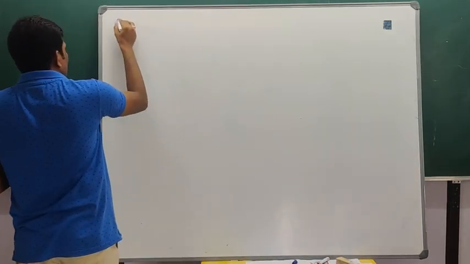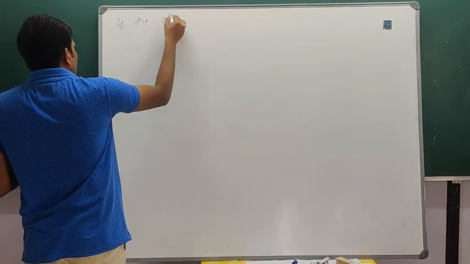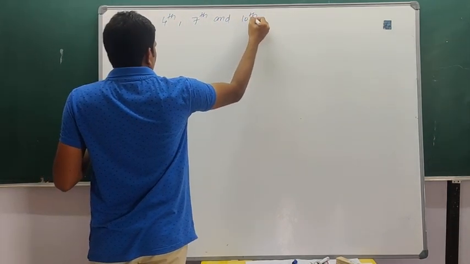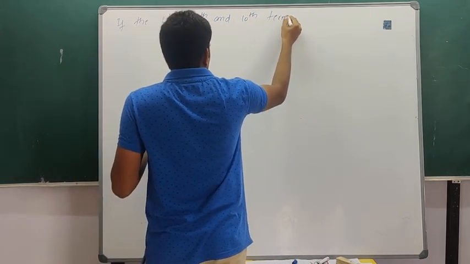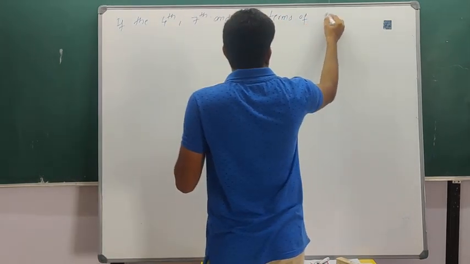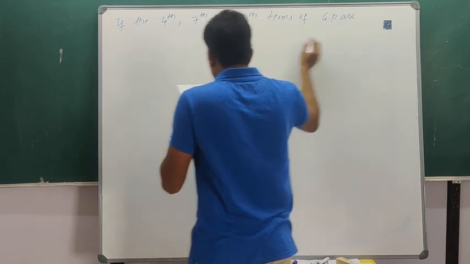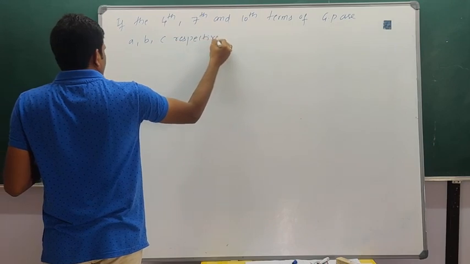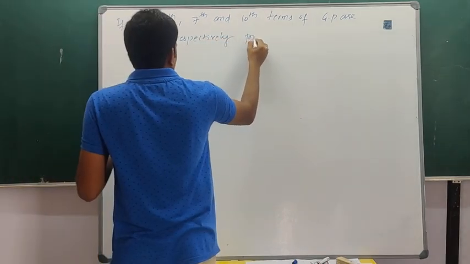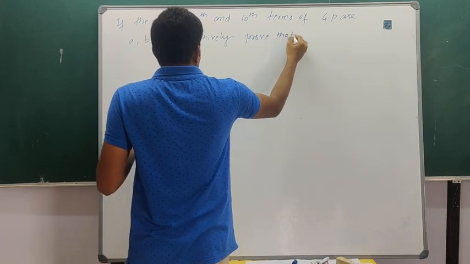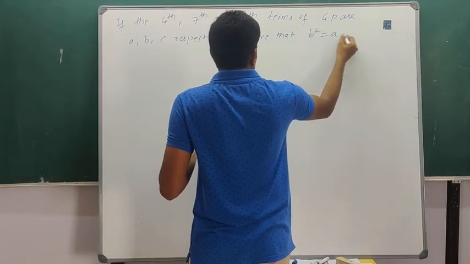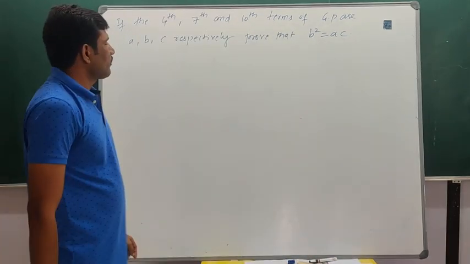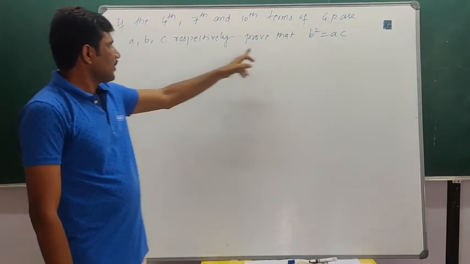Next problem. If the fourth, 7th and 10th terms of a GP are A, B, C respectively, prove that B square is equal to A into C. See, if the fourth, 7th and 10th terms of a GP are A, B, C respectively, prove that B square is equal to AC.